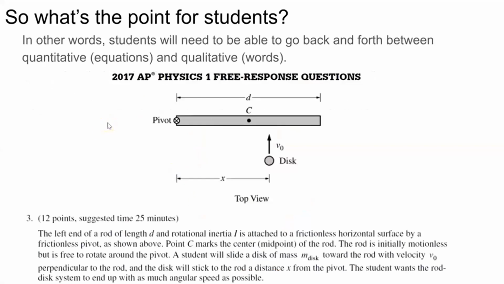So what's the point for students? In other words, our students have to be able to go back and forth between the quantitative, or equation based, all those numbers or equations at least, and the qualitative for the words part. So this is the 2017 AP Physics 1 free response question.